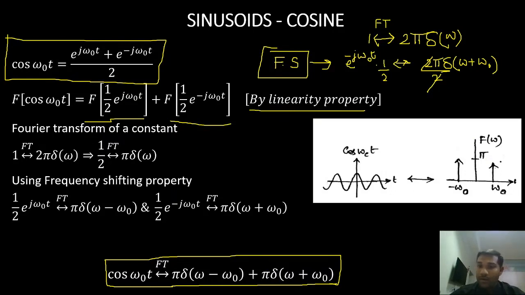The first term is an impulse with strength pi, and it is located at omega equals omega naught. The second term is the same impulse with strength pi, located at omega equals negative omega naught. So this is for cos omega naught t.